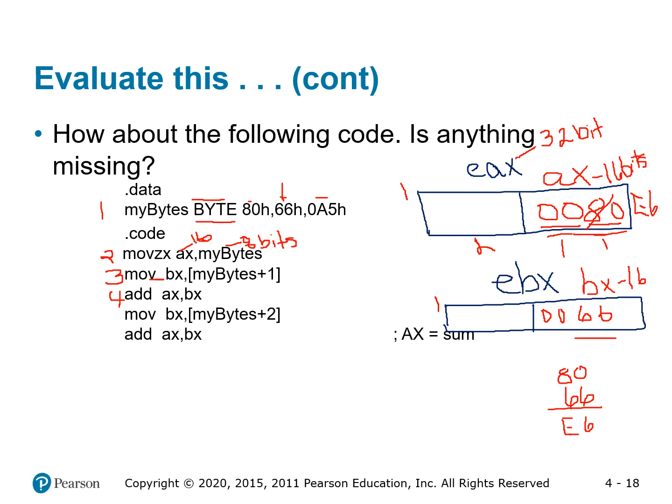And then in line 5, we're moving my bytes plus 2, which takes us all the way to A5. We'll move that into BX. So this goes away. This is now A5 hex. And then in the very last line, line 6, we're going to add AX. So we're adding E6 plus BX A5. So let's do that over here. E6 plus A5.